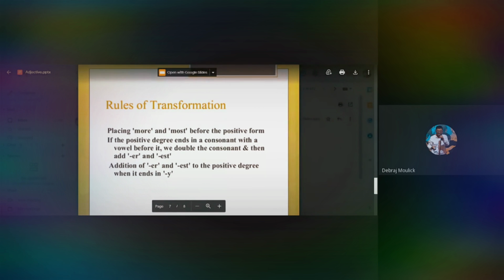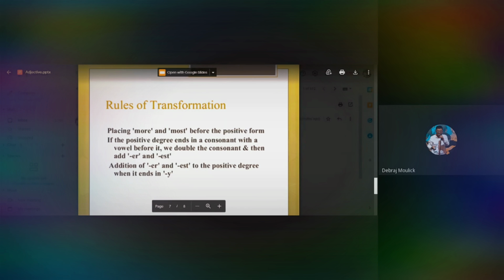Then we have another rule, the addition of er and est to the positive degree. Now the rule is, if it is ending with y: gray, grayer, grayest; gay, gayer, gayest. Gay over here has been used as an adjective, meaning a happy state of mind. If you want to refer to the sexual orientation of a person, that's a different thing, where it is used as a noun. Now you're using it as an adjective. So gay is basically a happy state of mind: happy and gay. So gay, gayer, and gayest.